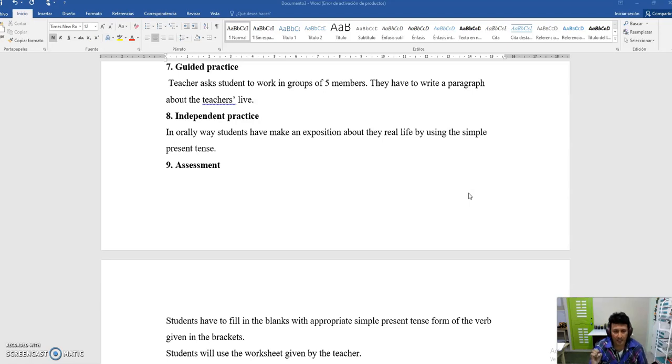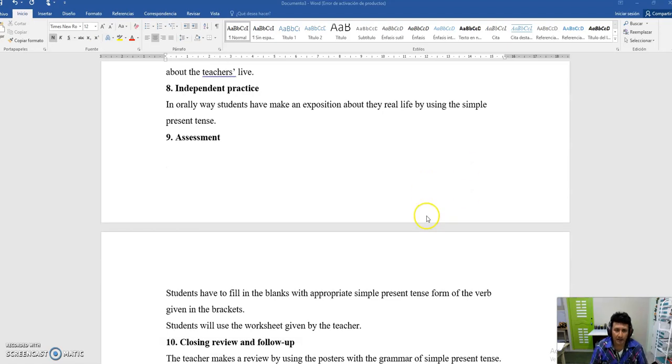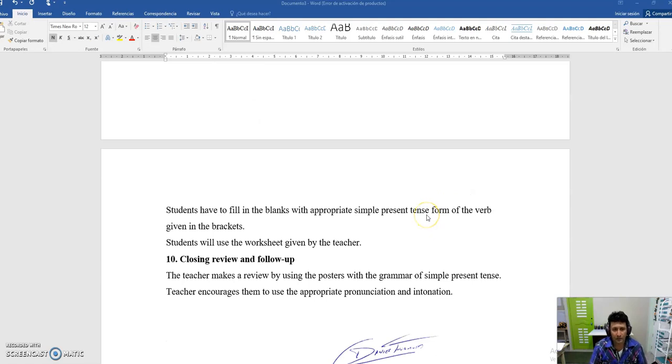Now the assessment, that's step number 9. Here the students have to fill in the blanks with the appropriate simple present tense form of the verb given in the practice. Students will use the worksheet that I give to them.